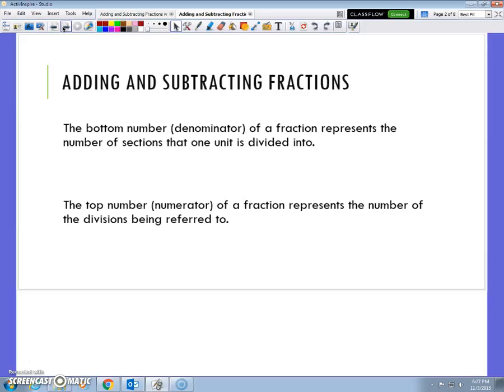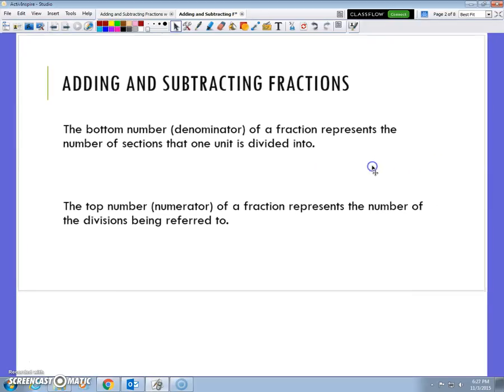In a fraction, the bottom number, or denominator, represents the number of sections that one unit is divided into. Yes, boys and girls, the number of sections that one unit is divided into. The top number represents the number of parts, the number of divisions being referred to, divided by the total number of sections.